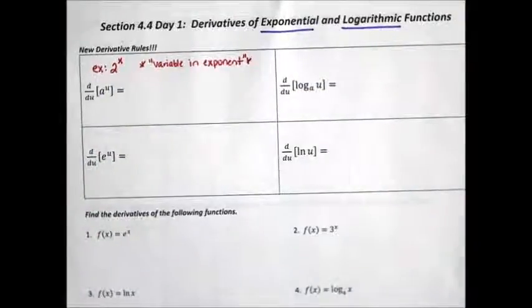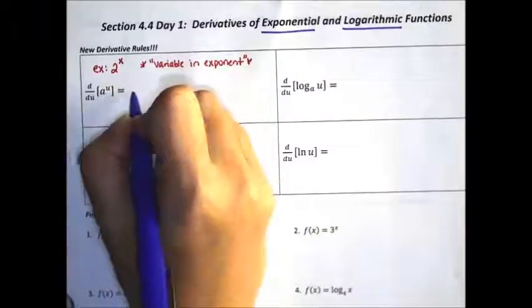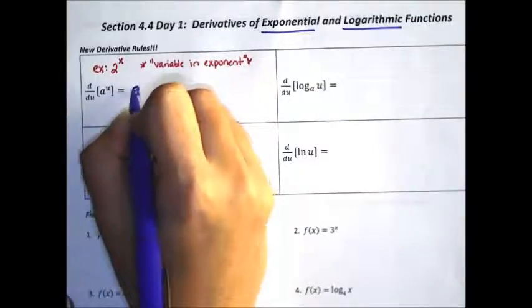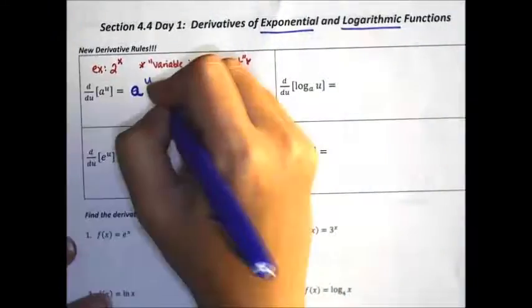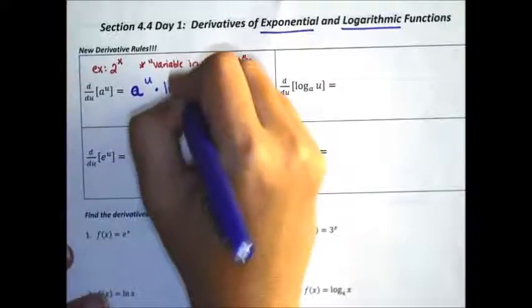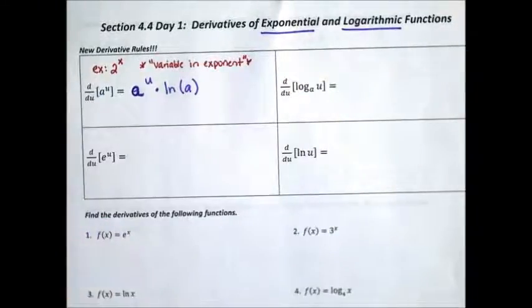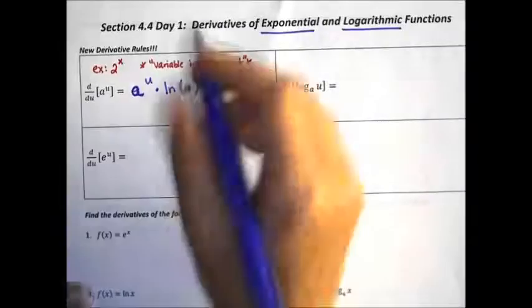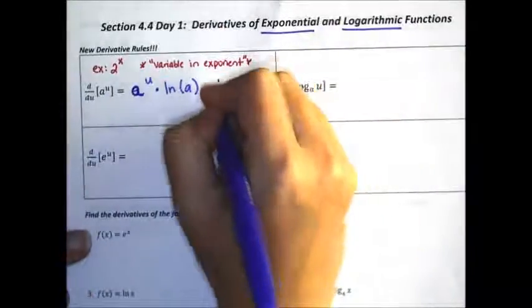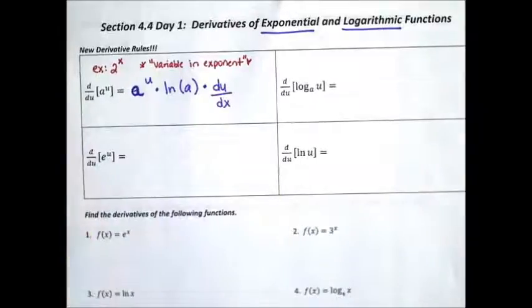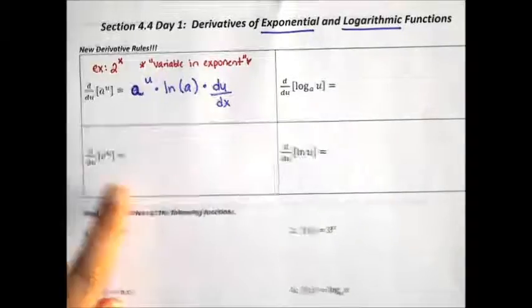So, to take this derivative, here's the rule. We say that the derivative of a to the u power is a to the u power times the natural log of a, so the base, plus, because u doesn't necessarily have to be an x, it could be a 2x, a 3x, an x squared plus 7, we have to then use the chain rule and take the derivative of the actual power of the function.